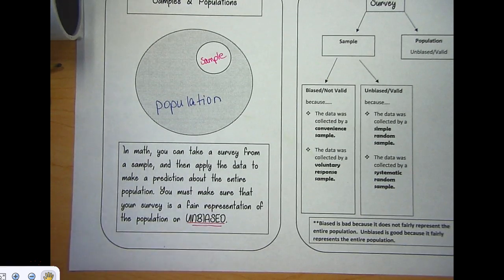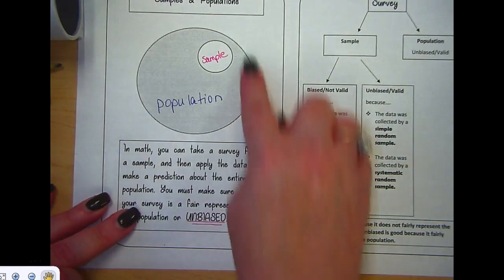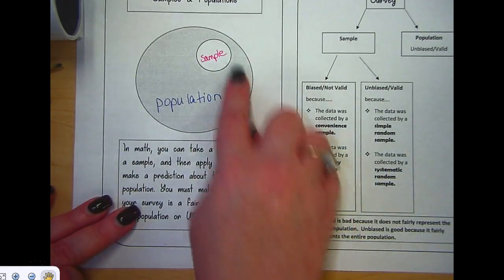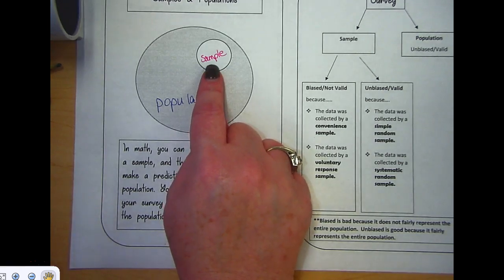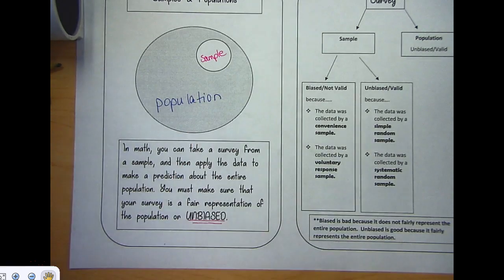All right? So, if our population was all of the students at Ringgold Middle School, can I take a sample instead of talking to all 1,000 kids in the school? Yes. But when I do that, I have to make sure it's a fair representation. That I talk to 6th graders, 7th graders, 8th graders. That I talk to boys and girls. I talk to athletes and non-athletes. You have got to make sure that it is a fair representation of the entire population. Okay? Otherwise, it is biased, and that is bad.